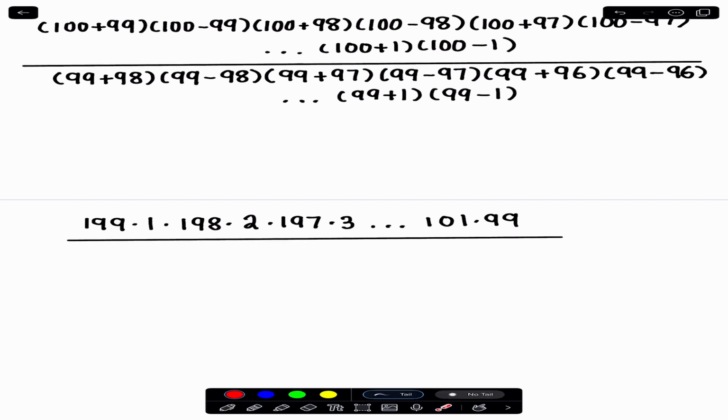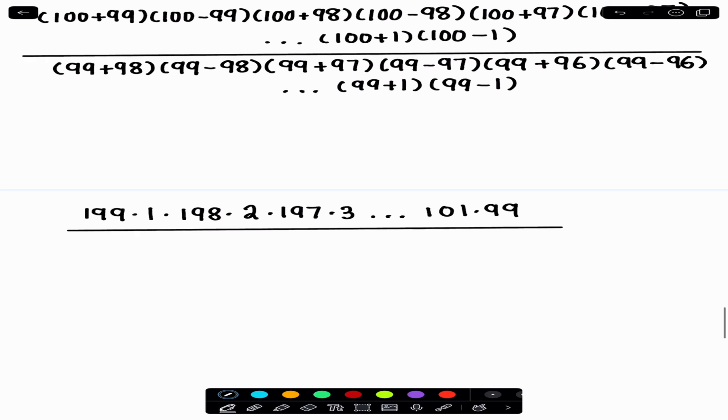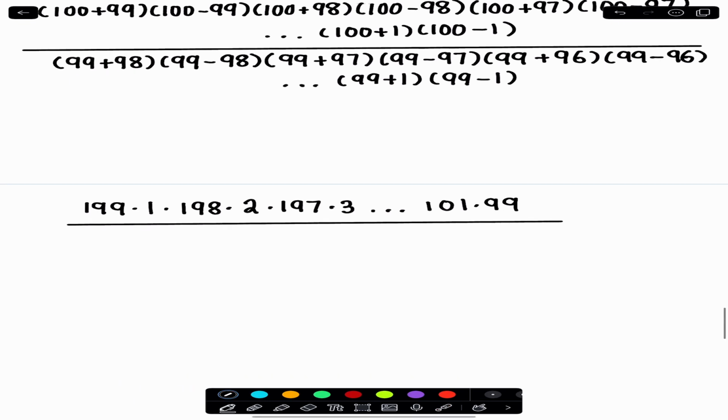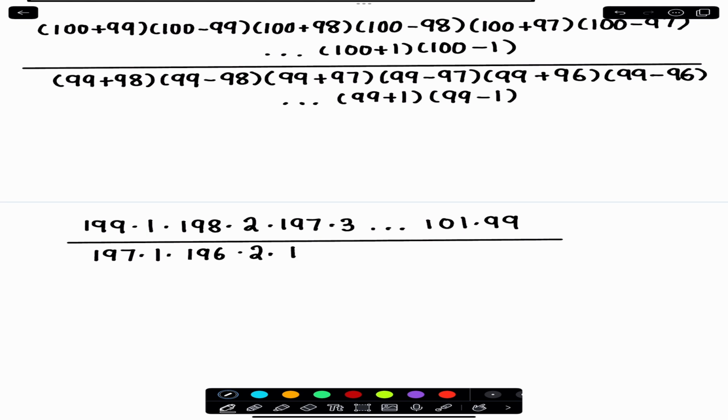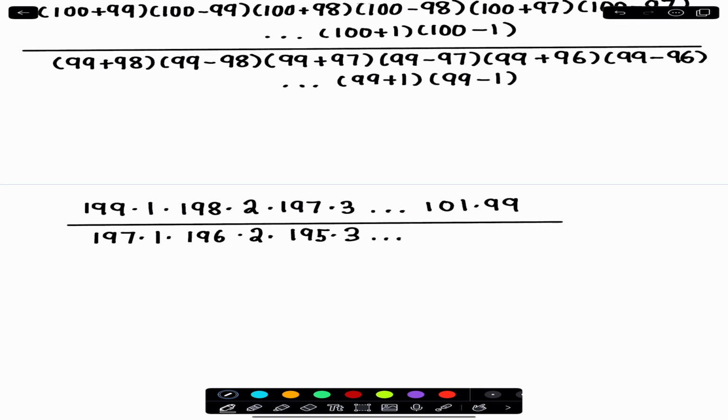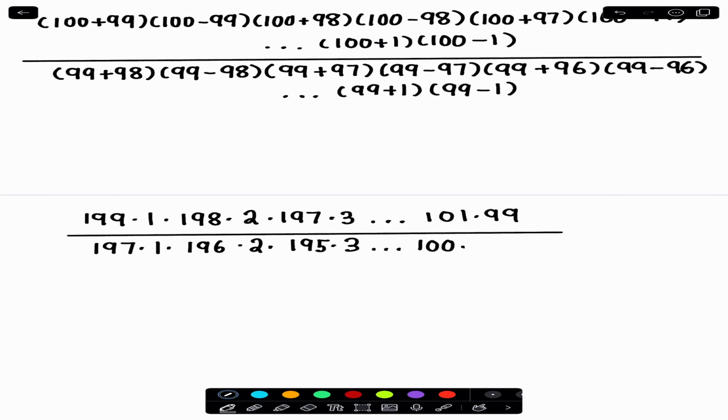And then over here on the bottom, we're going to do the same thing. So 99 plus 98 ends up being 197. 99 minus 98 is 1. 99 plus 97 is 196. 99 minus 97 is 2. 99 plus 96 is 195. 99 minus 96 is 3. This will continue to 99 plus 1 is 100. And 99 minus 1 is 98.